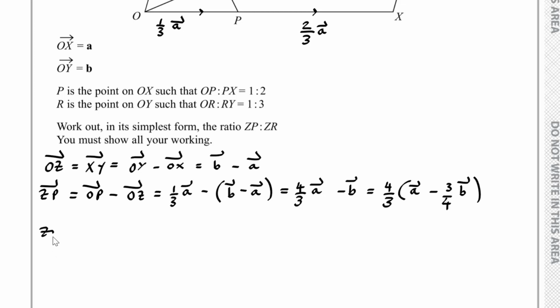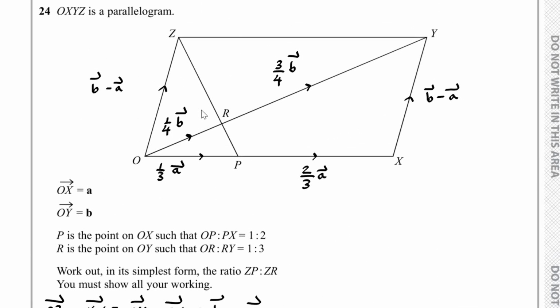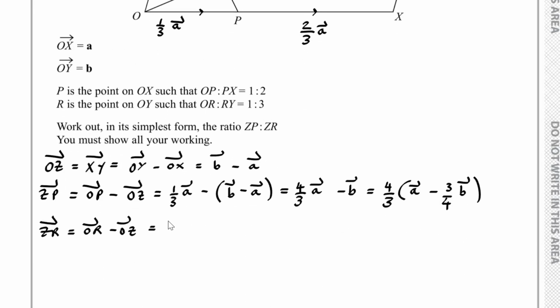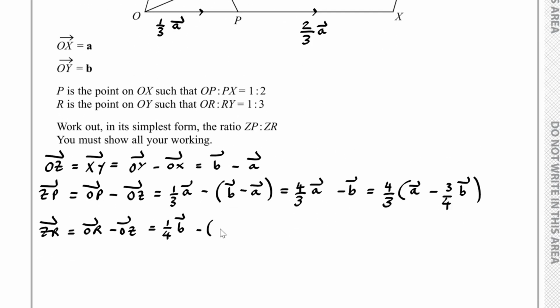Let's find out what ZR is using a similar method. That's equal to OR minus OZ. Do I know what OR is? Yes, I do. That's a quarter B. And OZ, do I know what that is? Yes, I do. I've just worked that out. That's B minus A. So here, a minus and a minus give a plus. So here we end up with A, and 1/4 B minus another B. That's minus 3/4 B.